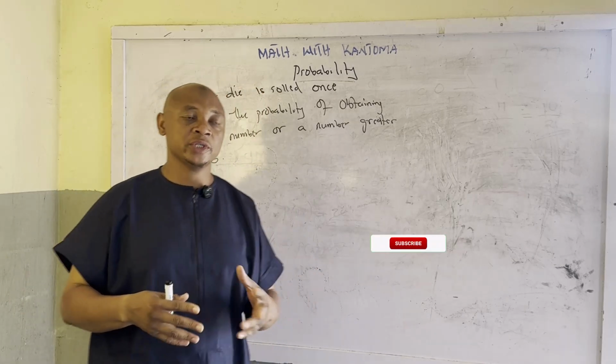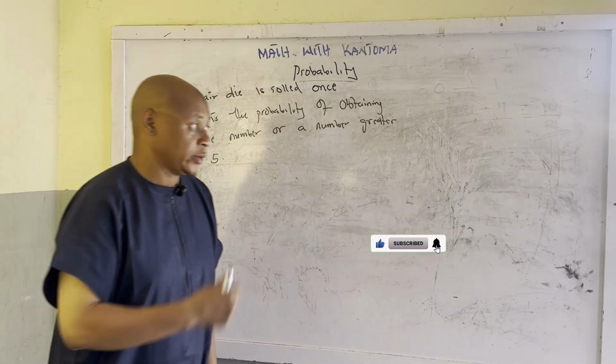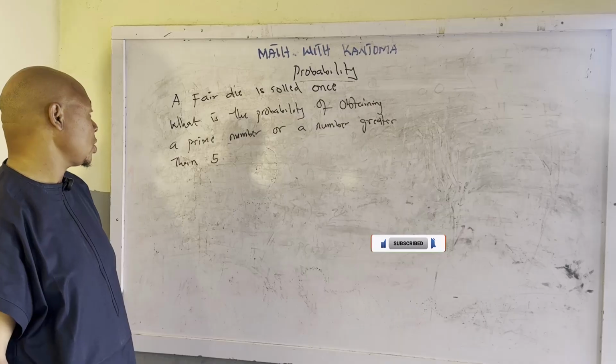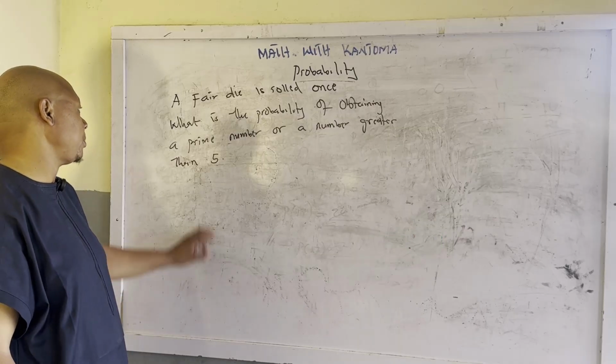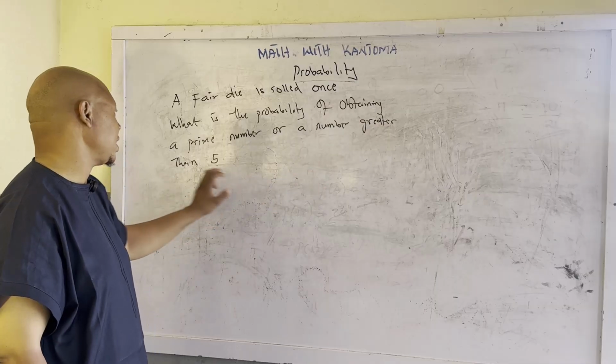In today's episode, we'll be solving this problem related to probability. And the question reads: a pair of dice is rolled once. What is the probability of obtaining a prime number or a number greater than 5?